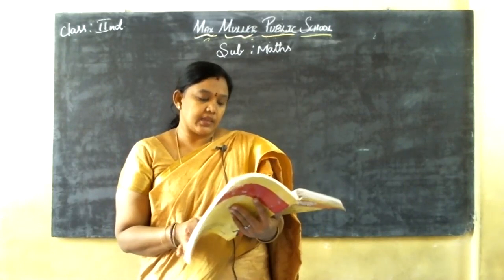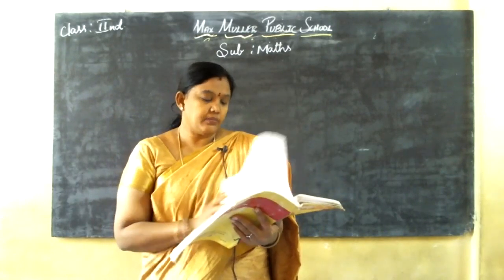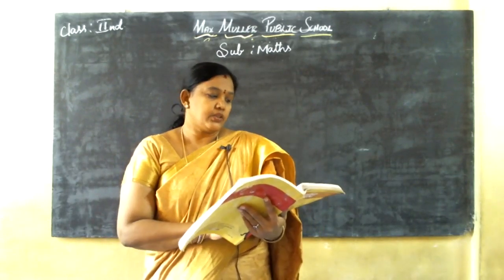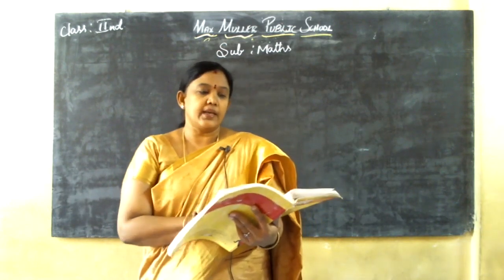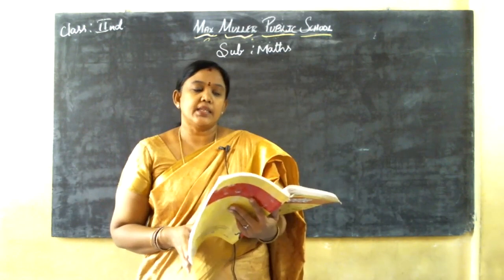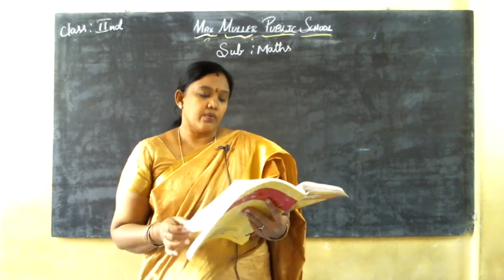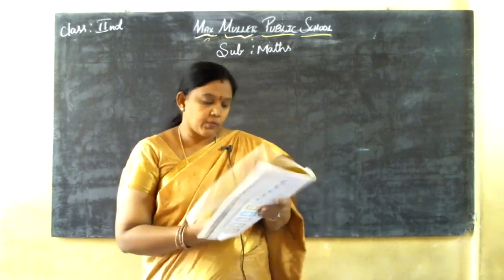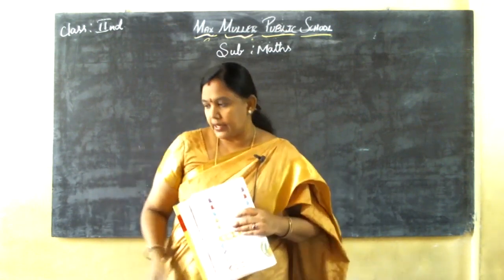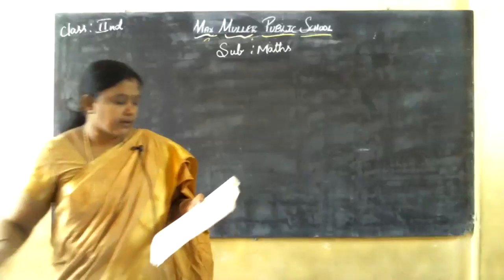Last class we finished: write the number in expanded form, write the numbers in short form, fill in the blanks with greater, lesser or equal to sign, and arrange the numbers in ascending order. Last class only we finished this. Now I am going to start the descending order. Arrange in descending order.